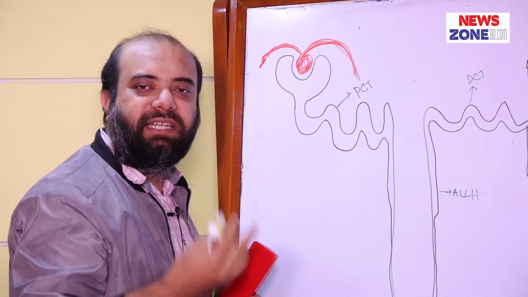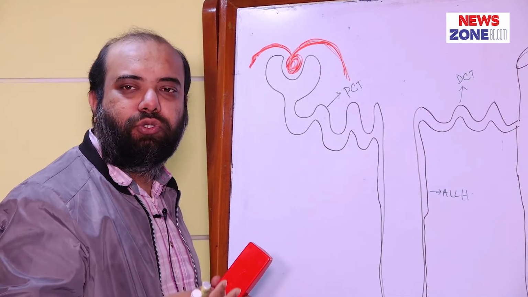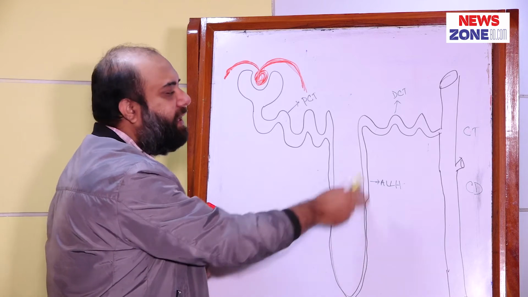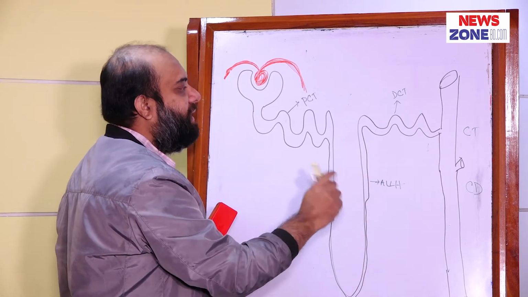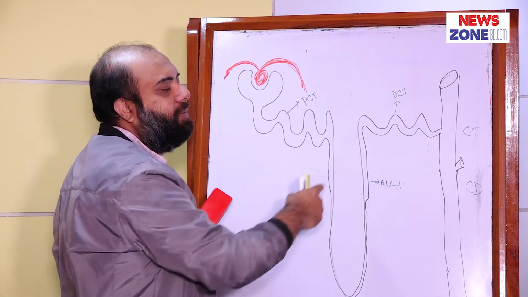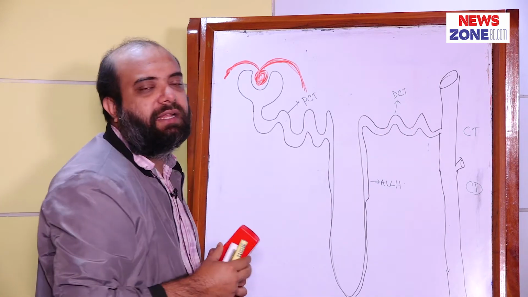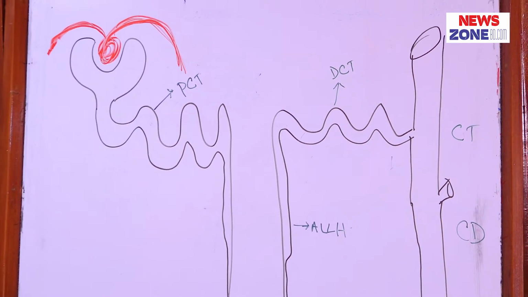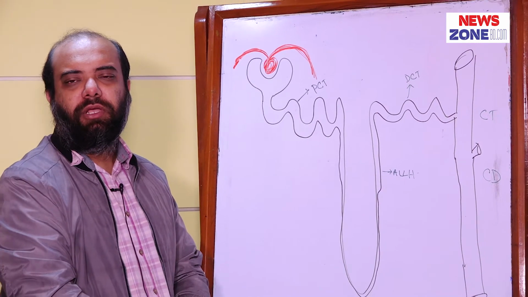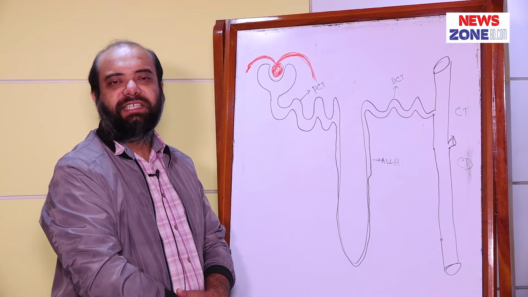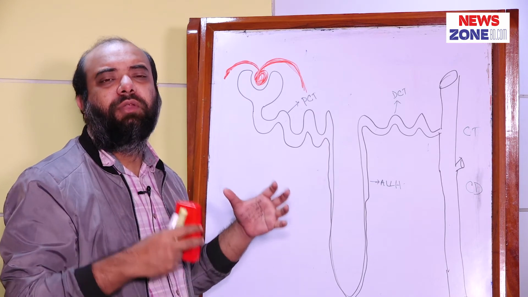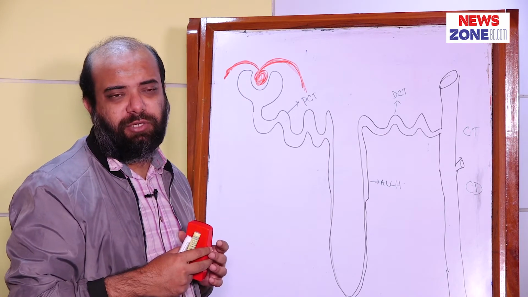And the ascending limb of loop of Henle also has two portions or segments. First one is the thin segment and then the thick segment, and then the start of the distal convoluted tubule, and then the collecting tubule, and then the collecting duct. So, before starting the main transport mechanism of sodium reabsorption, we will discuss how much sodium is reabsorbed in which portion of the renal tubules.